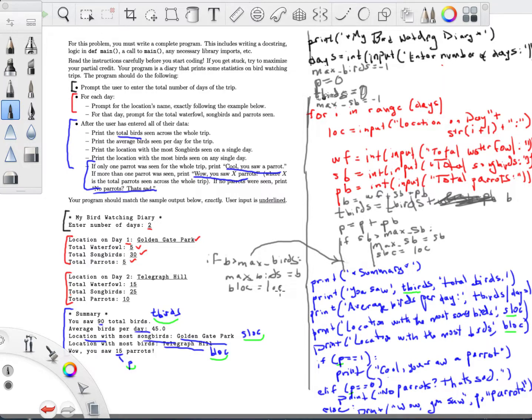And I believe I'm done. We could have initialized B-loc and S-loc to something. We don't really have any sample runs given to us of what happens if we didn't see any songbirds at any of the locations. So I can choose to say any behavior is fine since it wasn't defined. If we were making a real program, we might want to rethink that. But I believe that I've satisfied all the requirements of this problem.